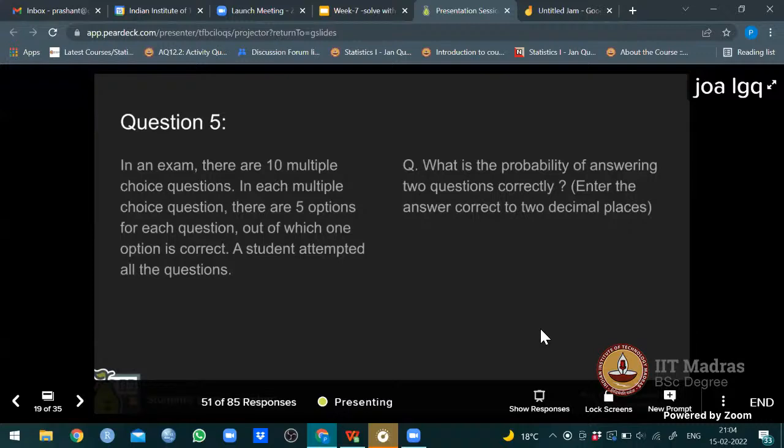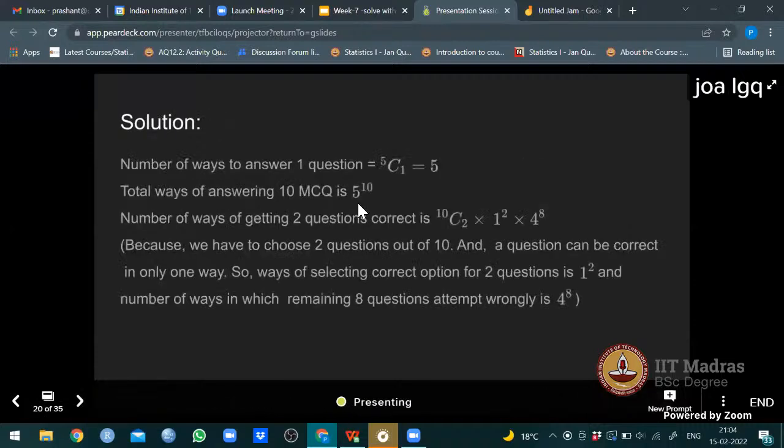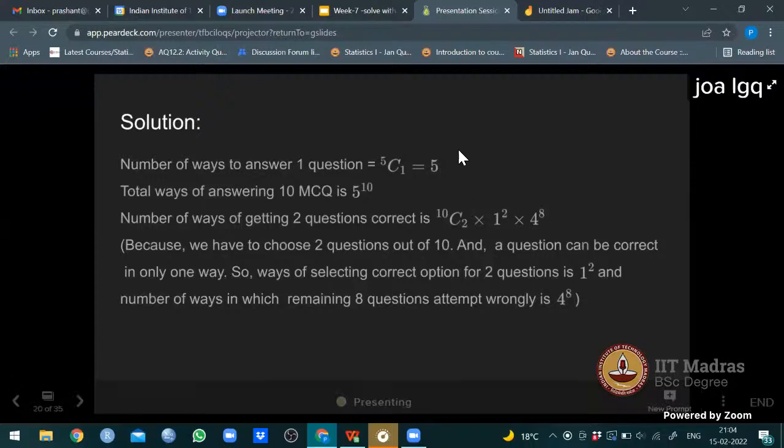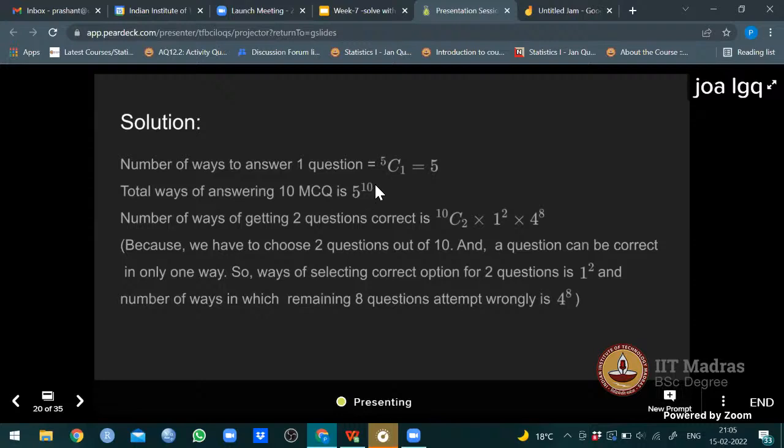There are 10 MCQs, and in each MCQ there are 5 options, right? So the number of ways to answer one question is 5C1. Yeah, so you have 5 ways, right? You can choose any of the 5 options.